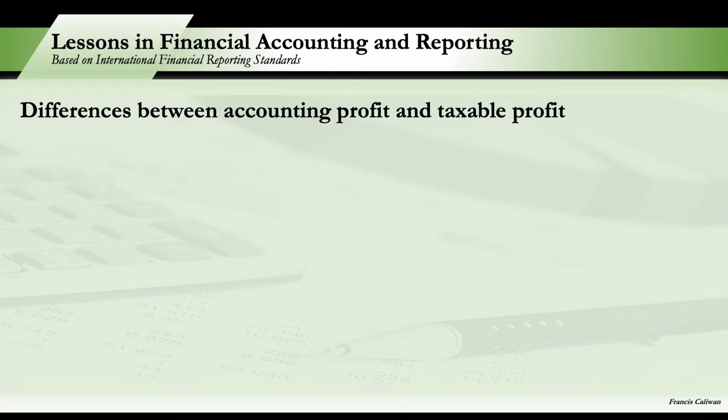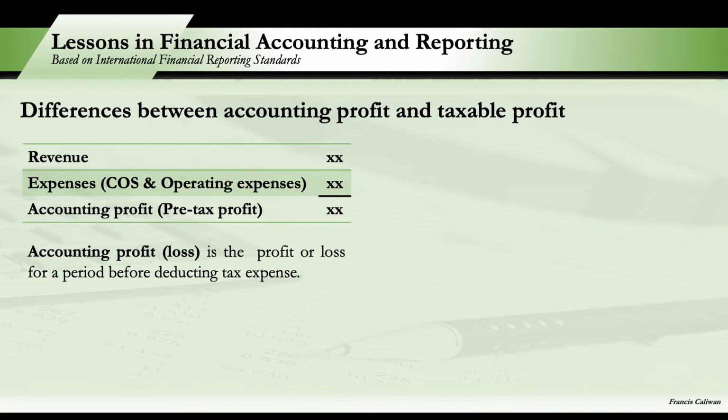The first topic in our lesson about income taxes is the determination of the differences between accounting profit and taxable profit. As defined in IAS 12, accounting profit or loss is the profit or loss for a period before deducting tax expense. So, accounting profit is pre-tax profit computed based on the requirements of the accounting standards or the IFRS, and the definition, recognition, and measurement criteria in the conceptual framework. So we determine accounting profit by deducting the cost of sales and operating expenses from our revenue.